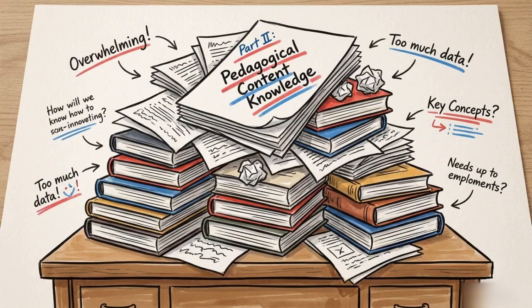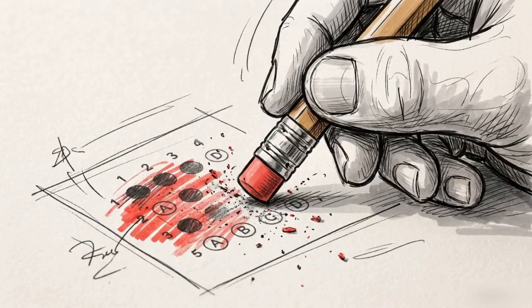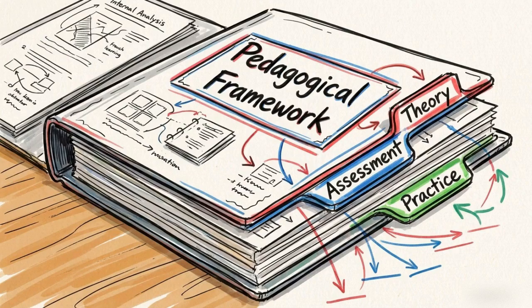The Part 2 syllabus for the teaching license test presents a massive volume of information, covering everything from historical foundations to modern testing metrics. Passing this exam requires more than rote memorization. Success depends on recognizing how these individual topics fit into a broader pedagogical framework.